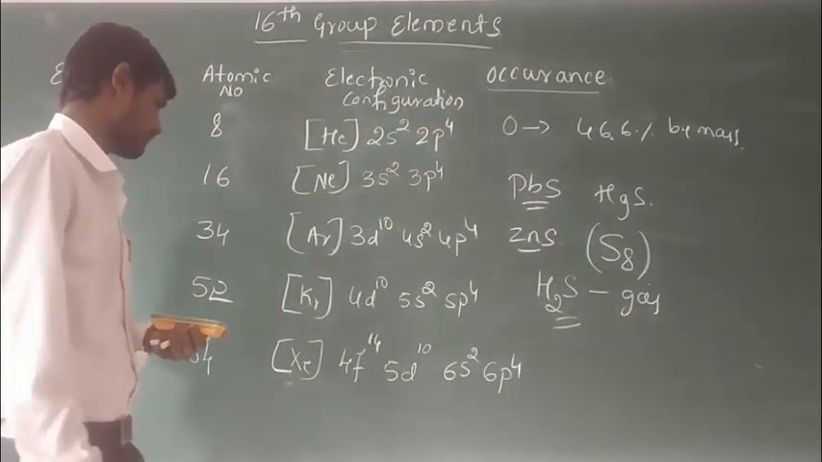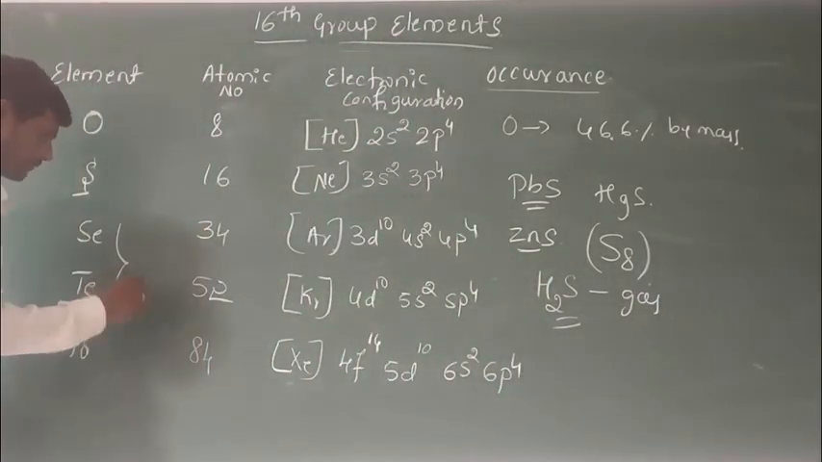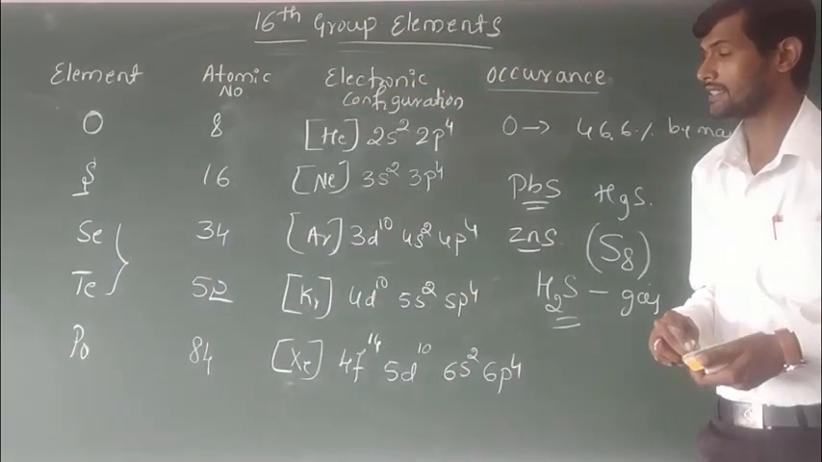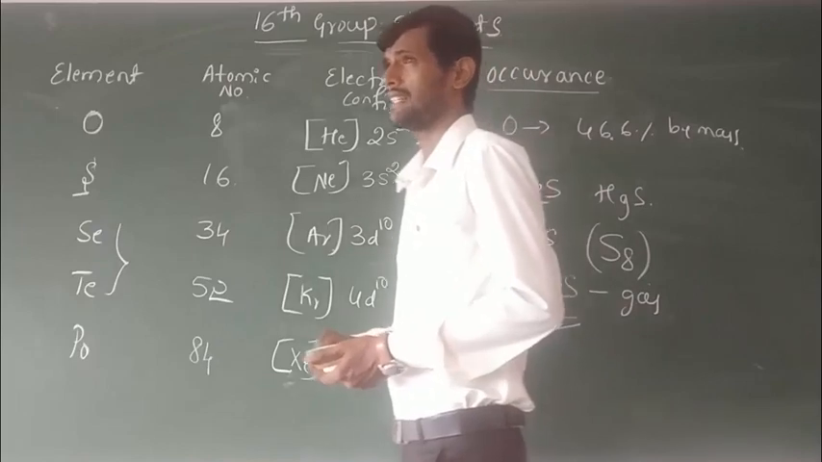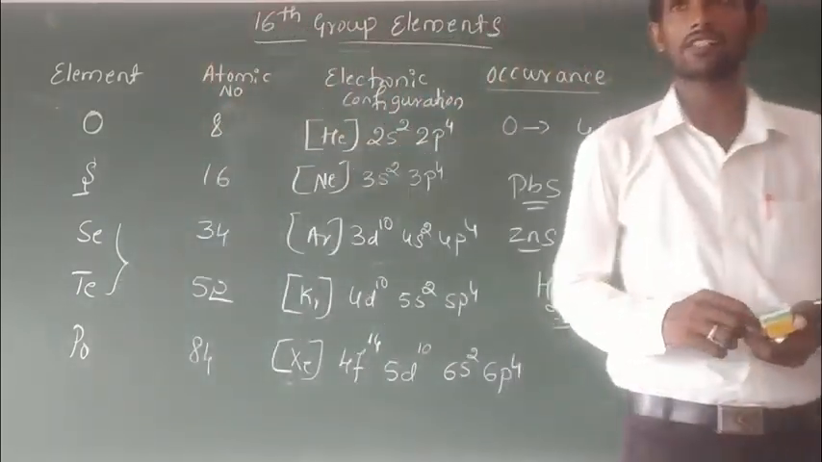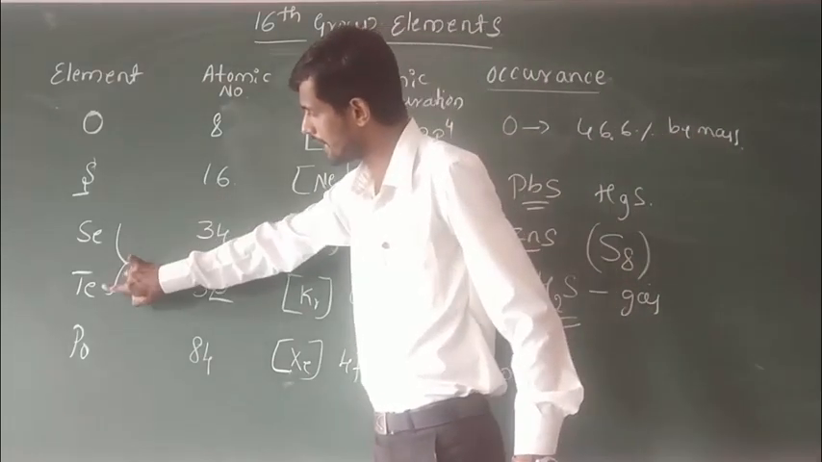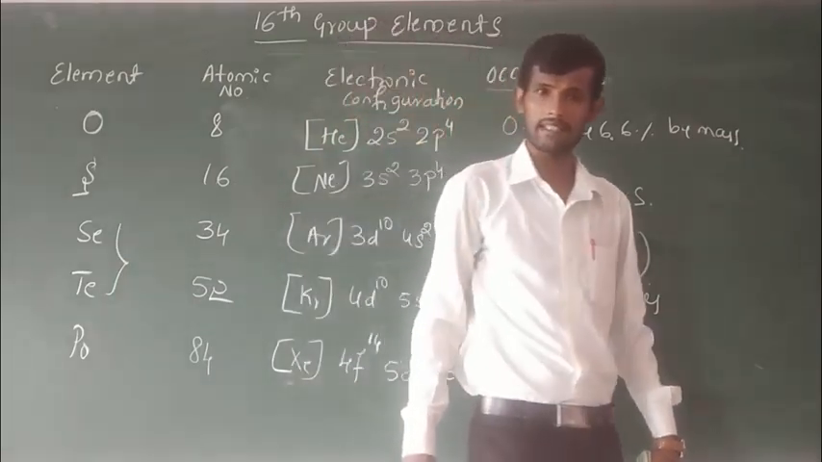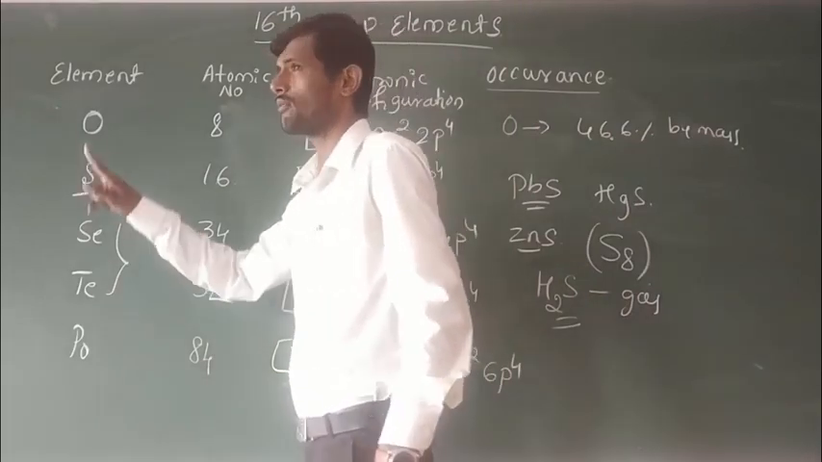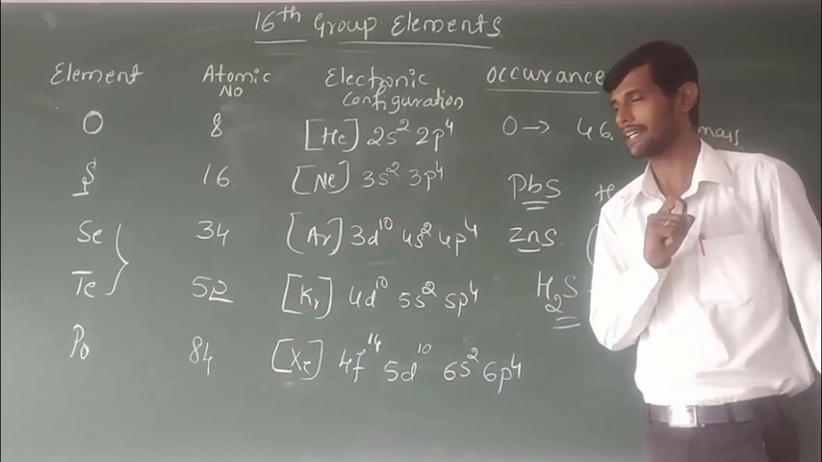Next, another point. Which one? Selenium and tellurium. Remember, these elements, selenium and tellurium, are less abundant and available in the form of metal selenides and tellurides. Is it right? Okay.